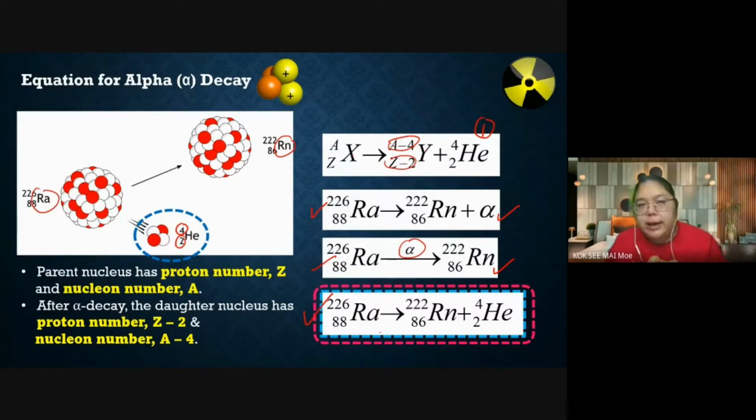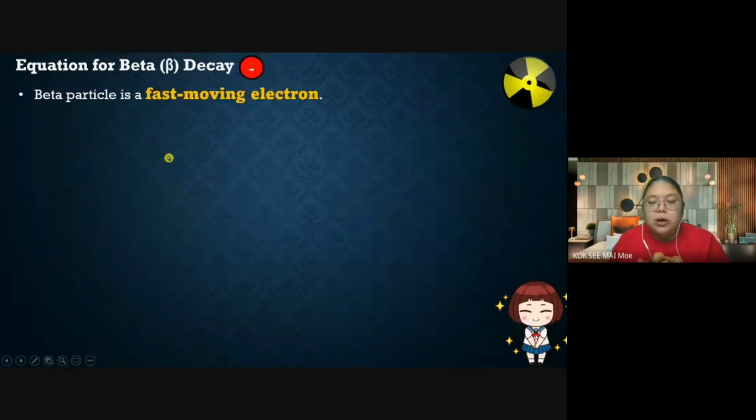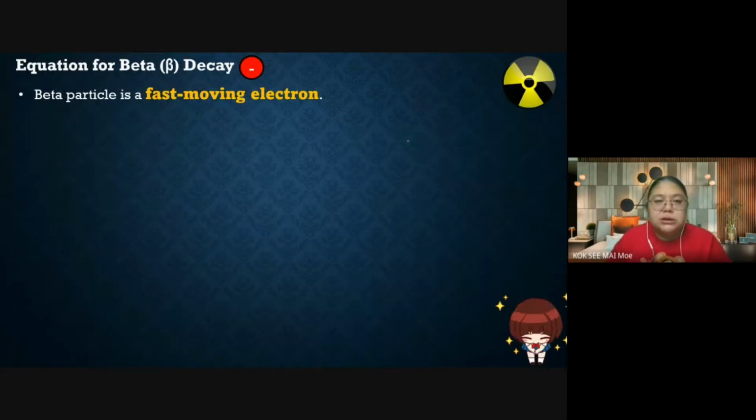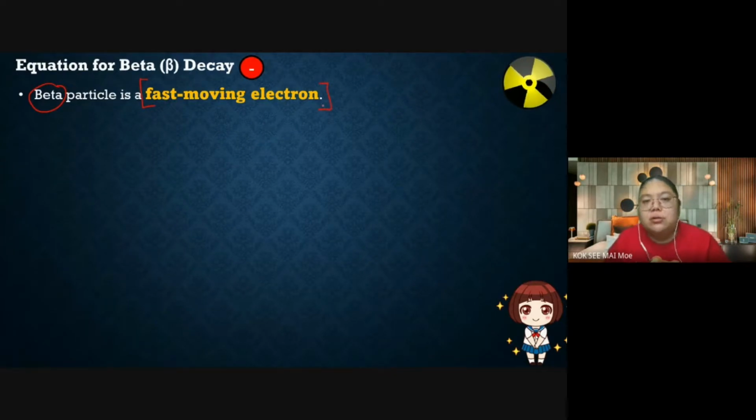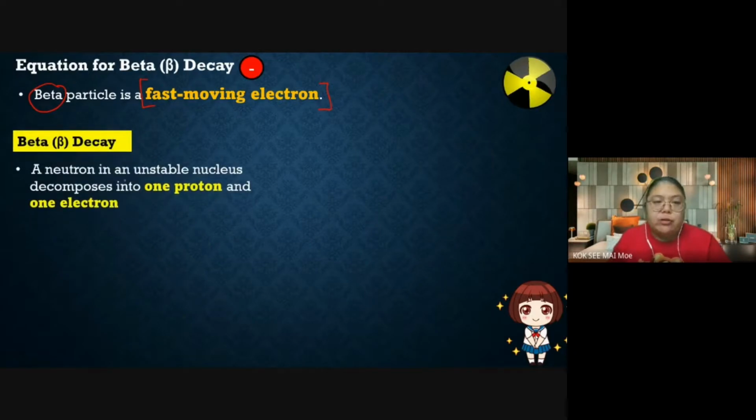Okay, then we go to the second decay. The second decay is beta. Now you can see the beta decay. One of the things you need to memorize is the definition, because sometimes they will ask for it. Beta is a fast-moving electron, so we can say beta has a negative charge. Beta comes from a neutron: an unstable nucleus decomposed into 1 proton and 1 electron. So the proton number is affected, while the neutron number is not affected by the beta.